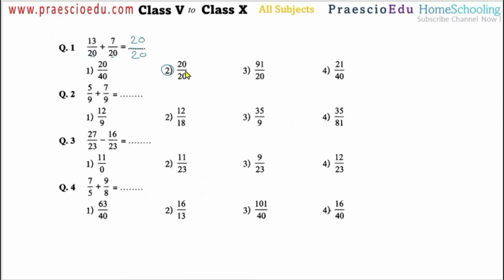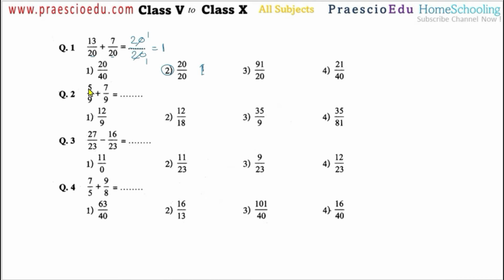Students, please remember one thing: sometimes instead of 20 upon 20, 1 is given. That 1 is also correct because 20 upon 20 is the same as 1. So that is the reduced fraction. After solving this, finally it is 1.